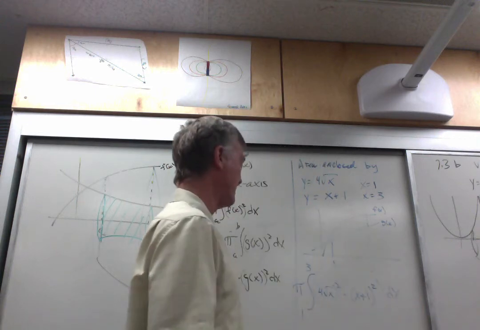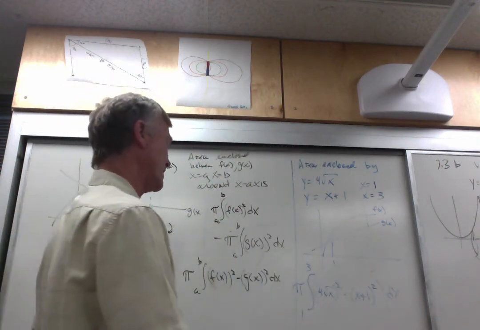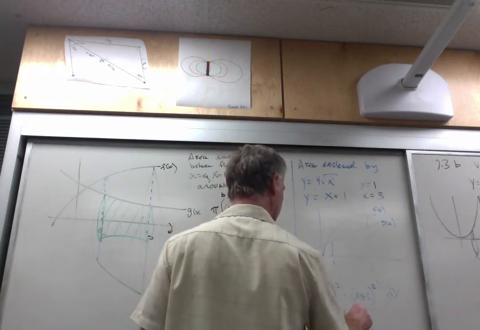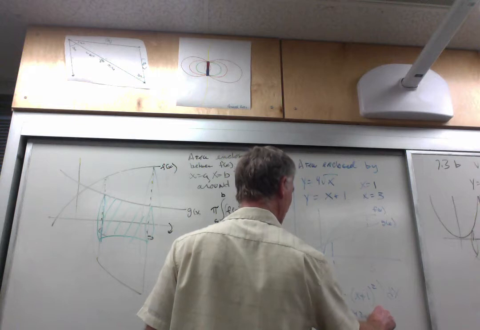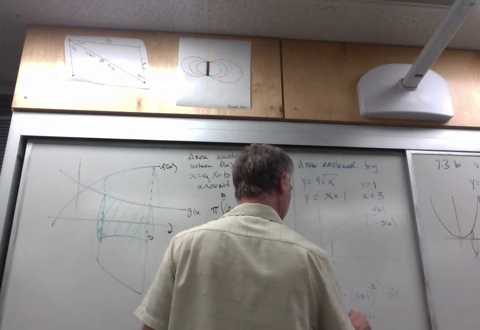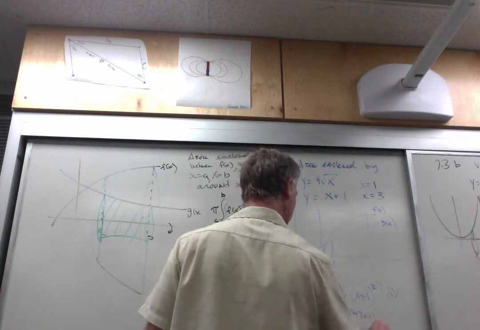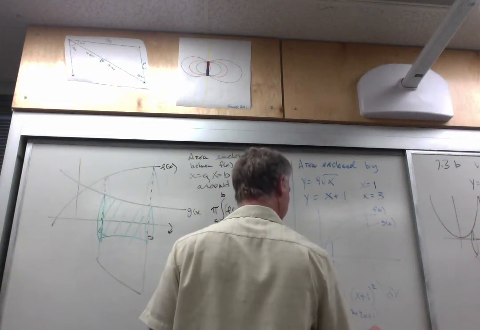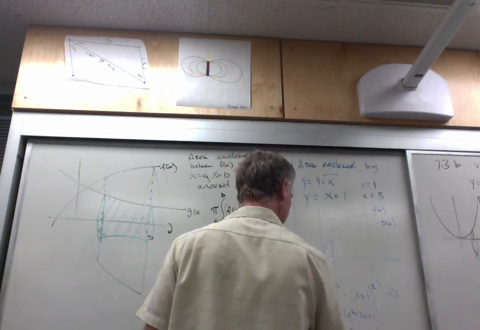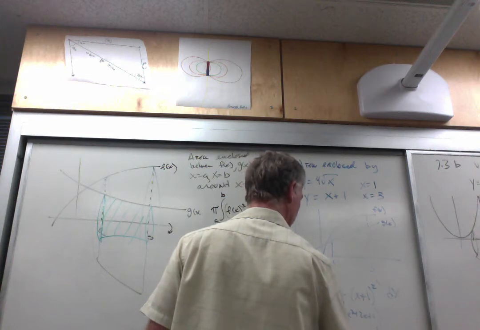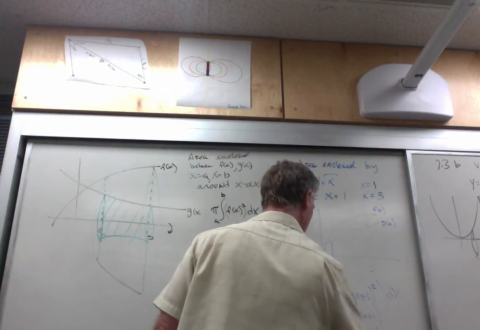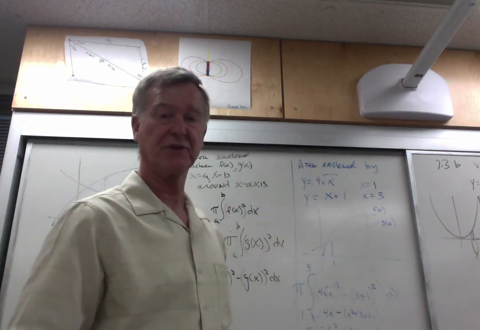Now that one I would do on my calculator. Although we could do this easy enough, this would be 4x minus x squared plus 2x plus 1. And so this would be negative x squared plus 2x minus 1. And then we'd integrate that from 3 to 1, pi times negative x cubed over 3 plus x squared minus x from 3 to 1. And I'll let you do that one yourself.